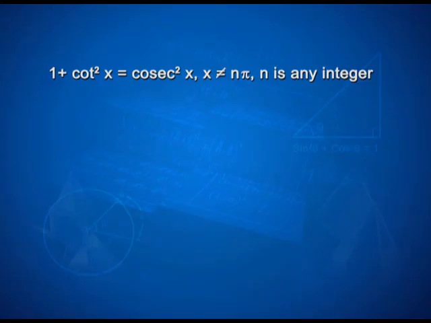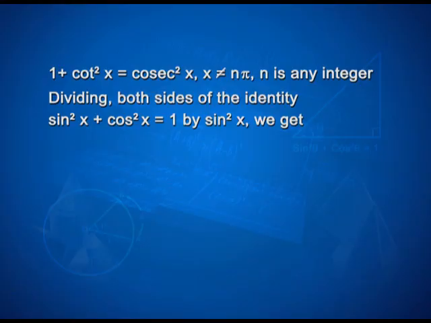Now, we will take up another identity, 1 plus cot square x is equal to cosec square x, x not equal to n pi, n is any integer. This we will do by dividing both the sides of the identity sin square x plus cos square x is equal to 1 by sin square x.